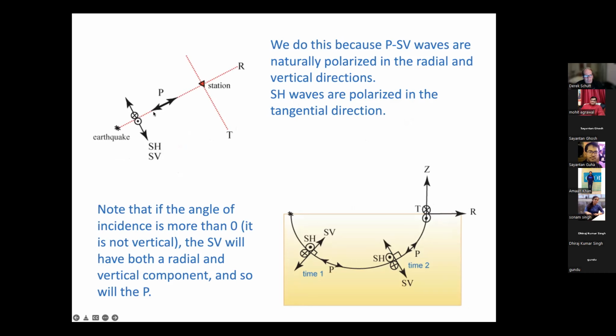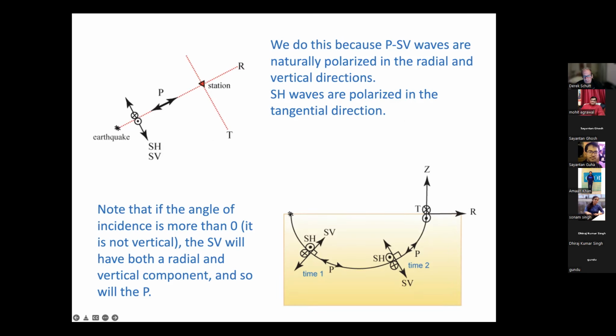So a P wave is going to, this is a map view, it's going to go down into the earth and come back up, and it's going to have all the energy on the radial channel or the vertical channel. Whereas an S wave is going to have energy on the SV channel, which will be up and down, or the SH channel, which will be perpendicular to this path.